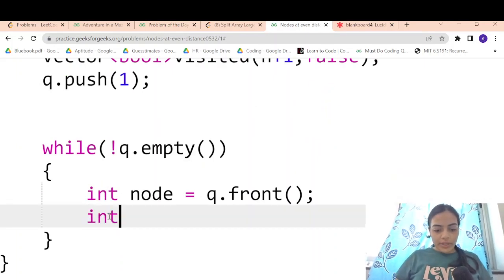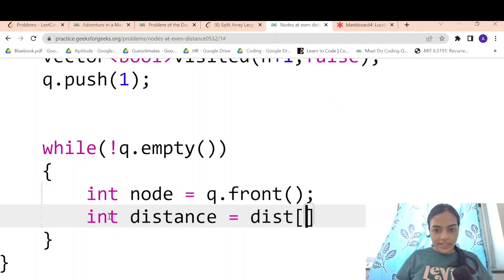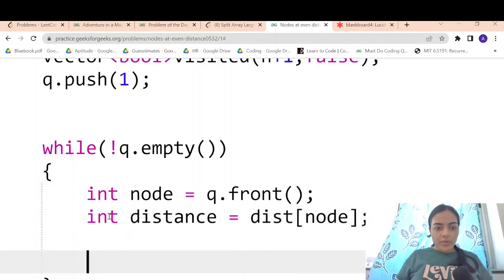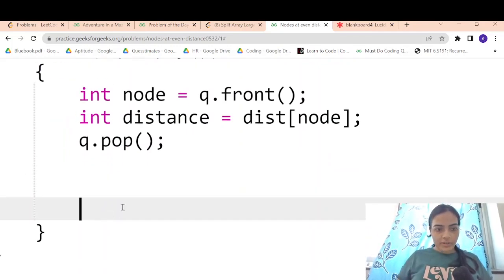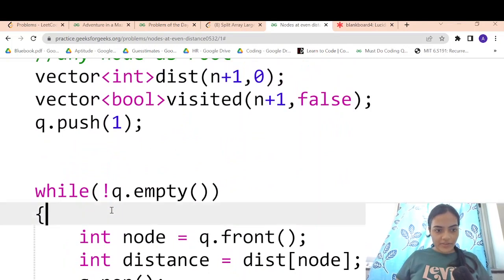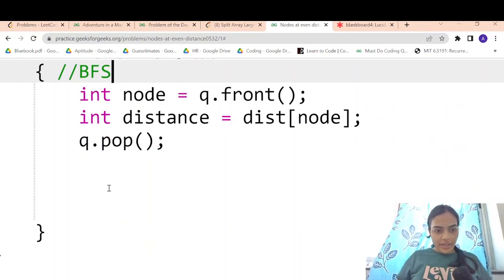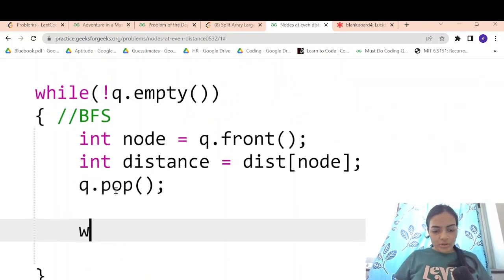So what I'm going to do here, I'm going to take the distance. What is the distance of the node that I am looking at? So from the distance array I will get the distance, okay? Once I have done this, I'm going to pop it from the queue and I'm going to traverse all its neighbors, right? So what are we doing? We are doing a simple BFS traversal algorithm, right? Simple BFS. You can do it using DFS also. Both will give the same time complexity, okay?